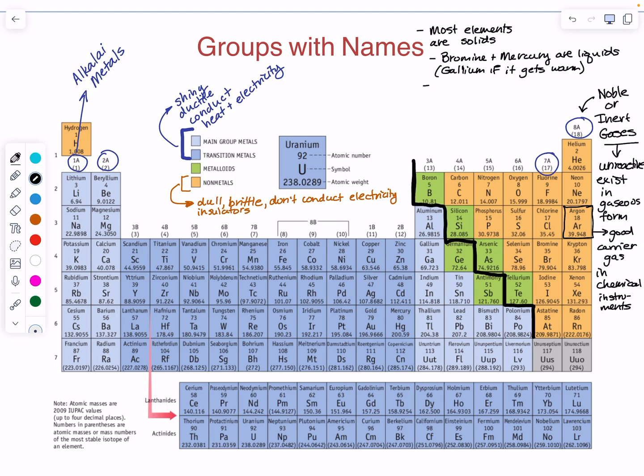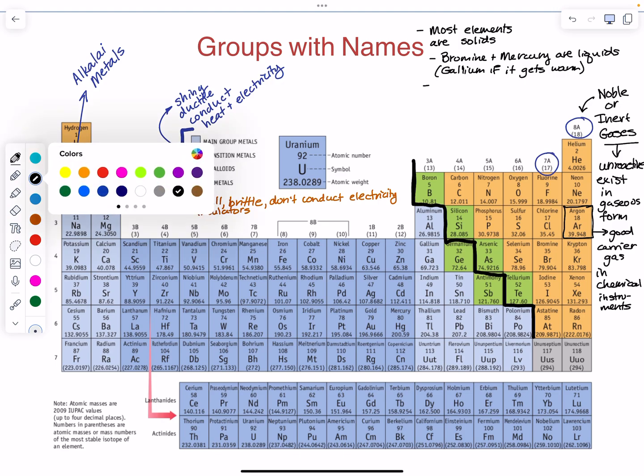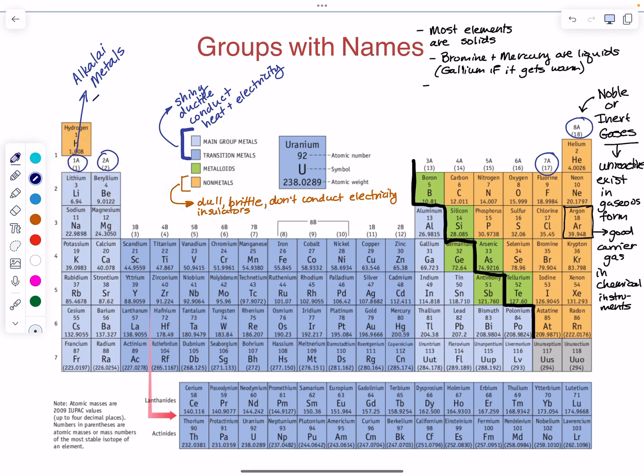All right. So if the noble gases are unreactive and exist as gases, then our alkali metals are the opposite. They're very reactive. They're the most reactive things on the periodic table. I said that most things are solids, but some elements are gases. There's one other group.